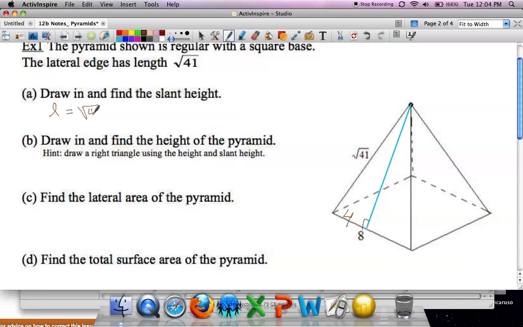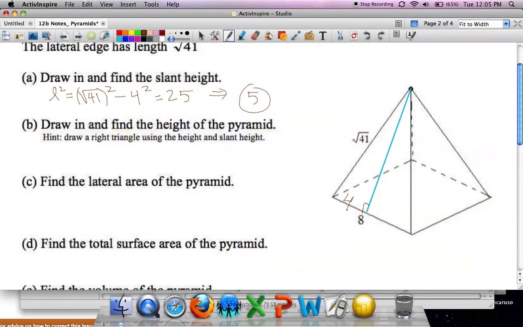The slant height would be the square root of 41 squared, which is the hypotenuse, minus 4 squared. So we're just using Pythagorean to find this blue length. And if you do that out, you get 25. But we have to take the square root of it to get our answer. So the answer is actually 5. Actually, L squared. Remember, A squared plus B squared equals C squared. So we have to get back to just the actual.